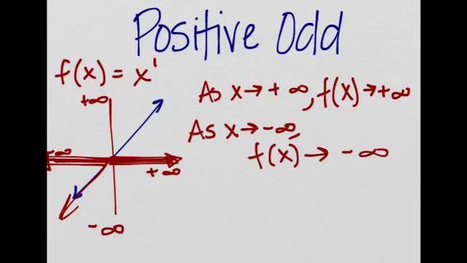So like I said, all positive odd functions will follow these characteristics where as x approaches positive infinity, f of x approaches positive infinity, and as x approaches negative infinity, f of x approaches negative infinity as well. What you're going to notice is that for odd functions, the end behavior, so what your f of x is doing, they're going to be opposite. So we have a positive infinity for one and a negative infinity for the other. So for odd functions, you want your end behaviors to be opposite, and we can see that from the graph. In one direction, we're going in one way, and in the other direction, it's going towards negative infinity.